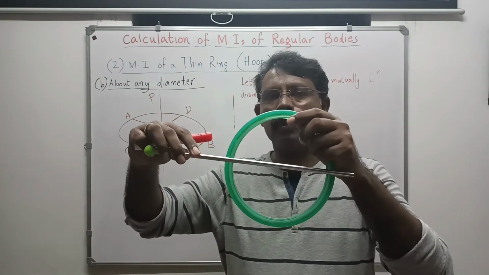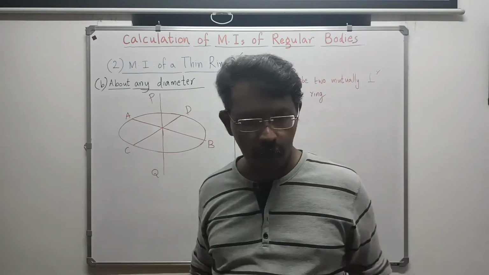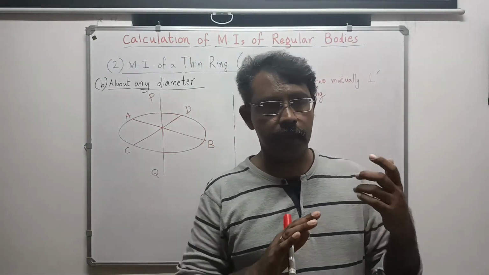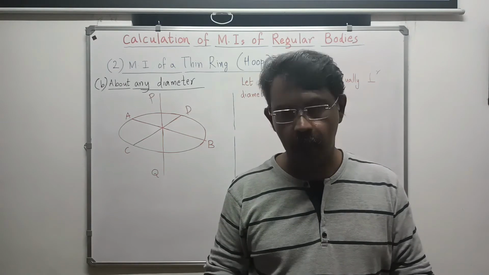This can be a diameter of the ring. Now we know only this one. Okay, so how will you apply this? This is by making use of what we have already studied, the theorem of perpendicular axis. What is the theorem of perpendicular axis?